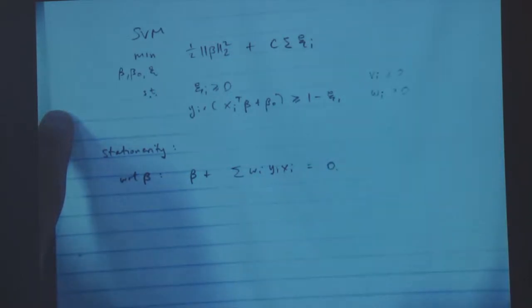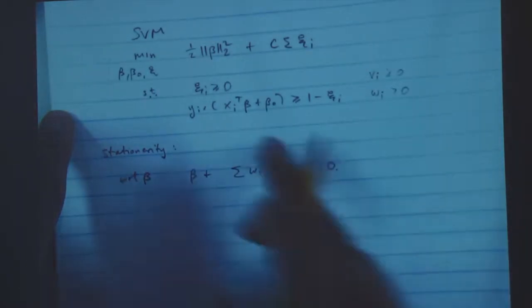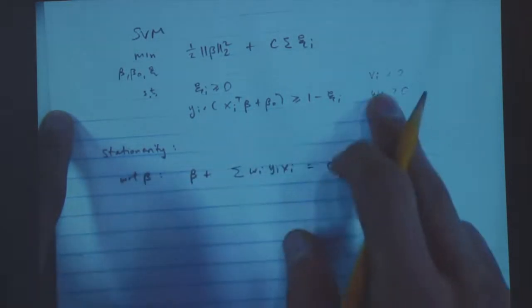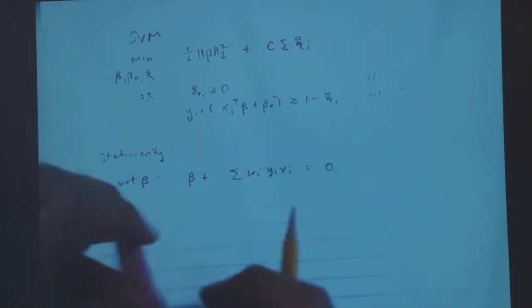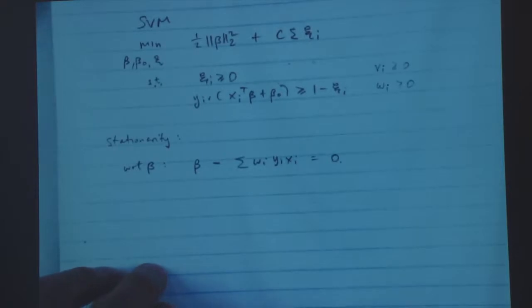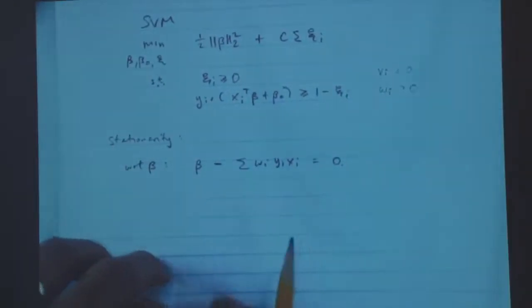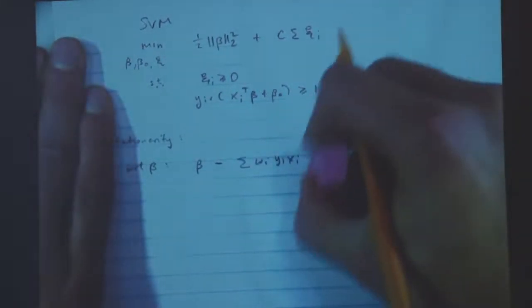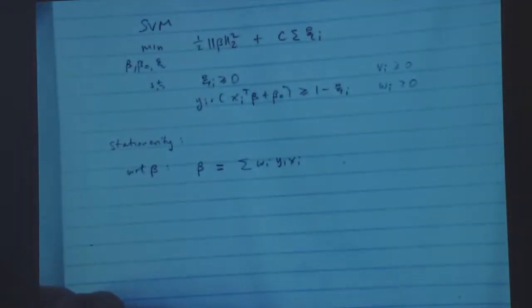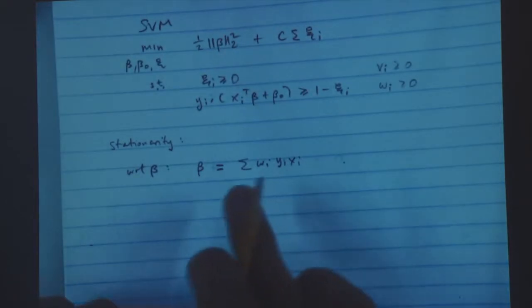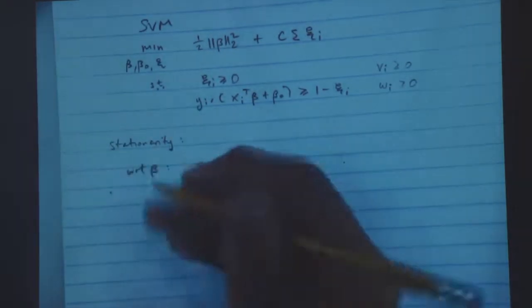Actually, I did something a little bit wrong here, which is that I should have subtracted this over to the other side, because I should have had this constraint less than or equal to 0, which means this should have been a minus sign. So that's the stationarity condition with respect to beta. Again, we kind of did it on the fly. And I'm going to rearrange it to say that beta has to be equal to the sum of wi yi xi. That's actually very interesting. We'll come back to that condition in a second.